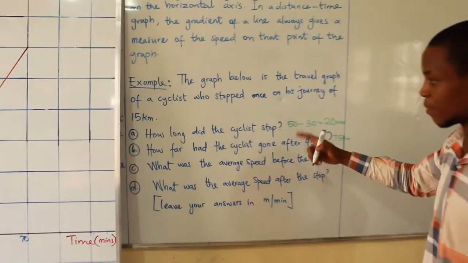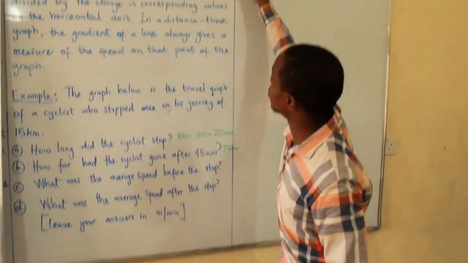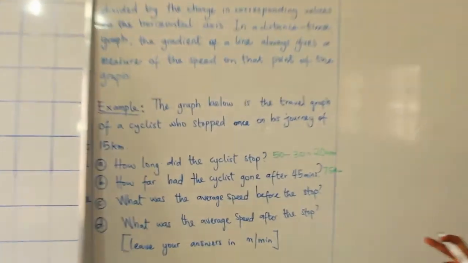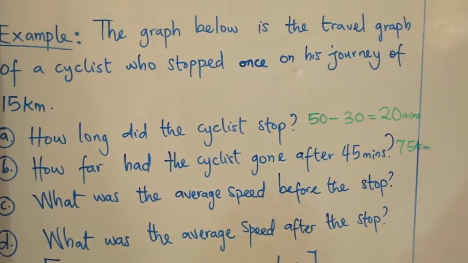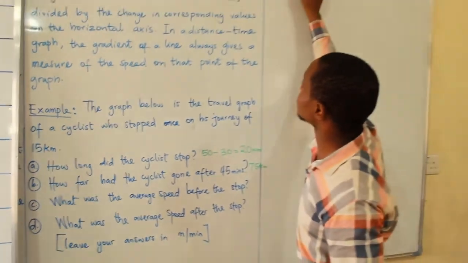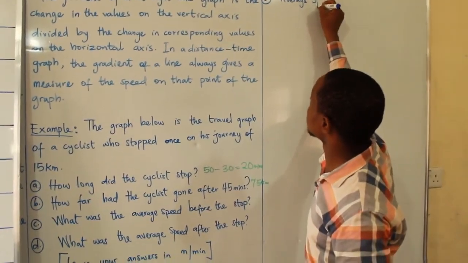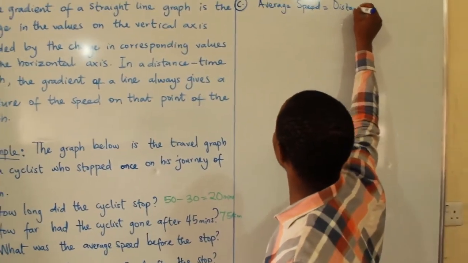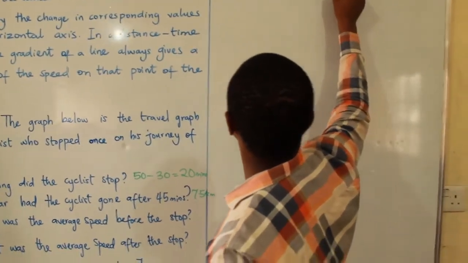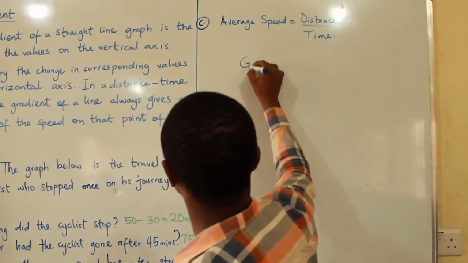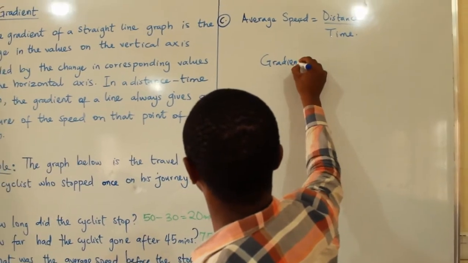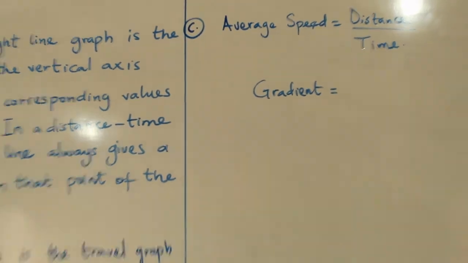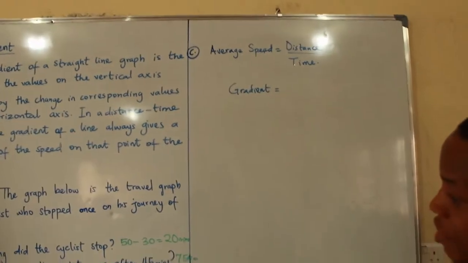Now we've answered the A part and the B part, so I'm just going to go straight to the C part. What was the average speed before the stop? We know that average speed is distance over time, and that gives us our gradient. We stated earlier in the points to note that our gradient gives us the average speed.